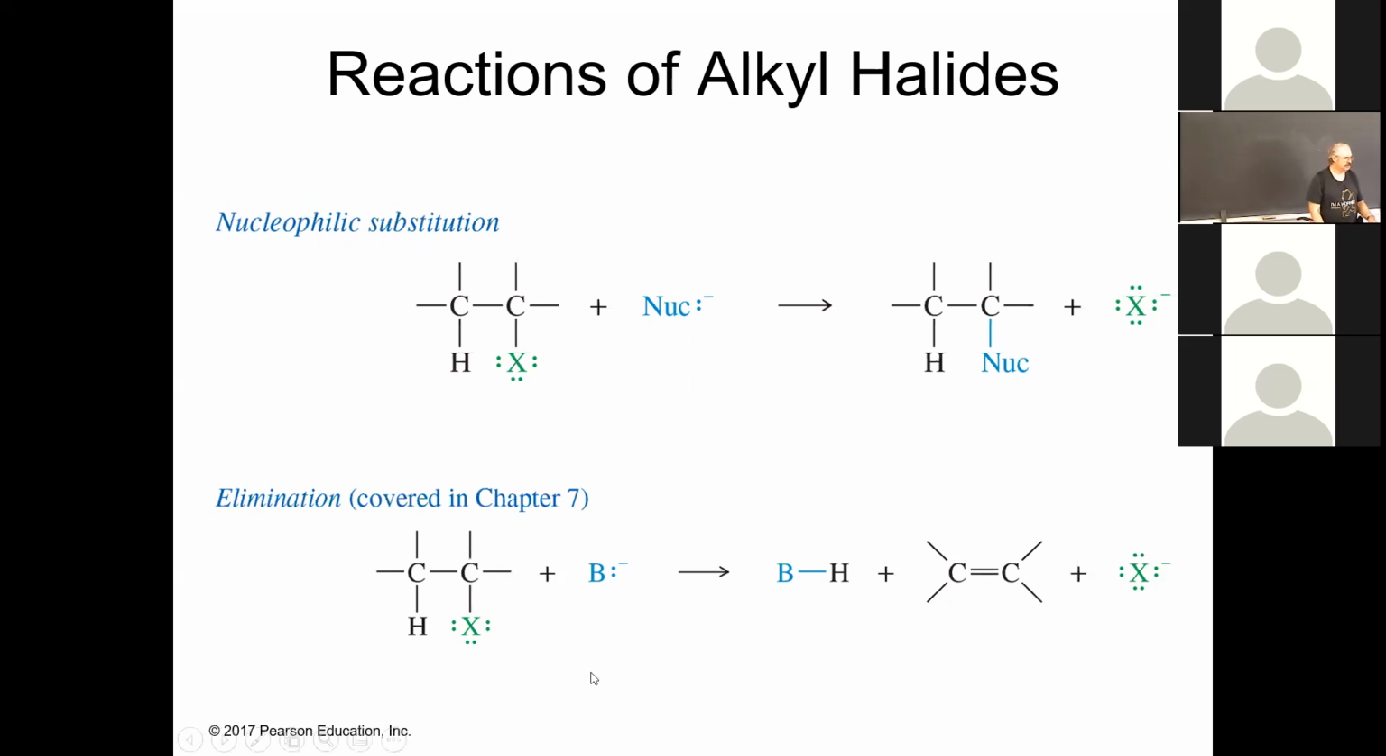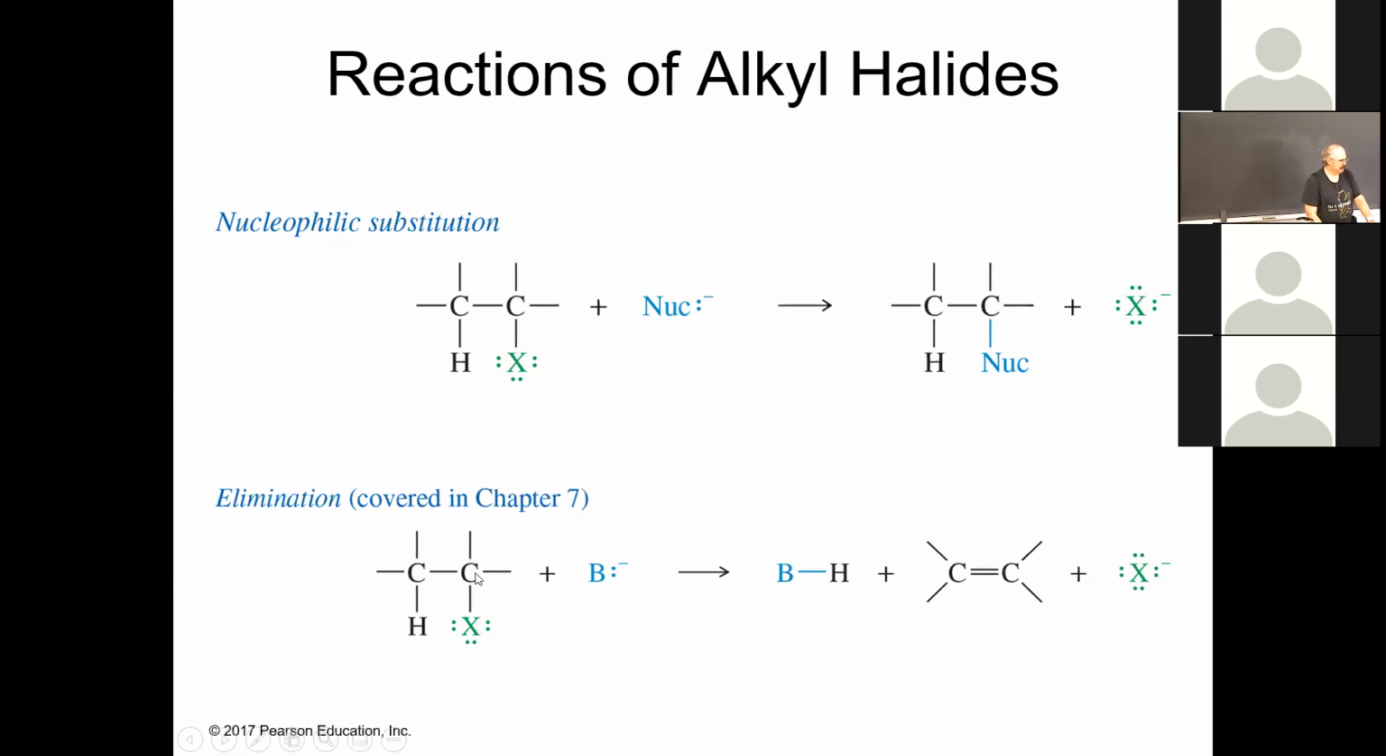Okay, in a substitution, we have some electron-rich reagent. It usually has a negative charge, but it could also be neutral. And it replaces the halogen. There's no change in bond order. So it substitutes.